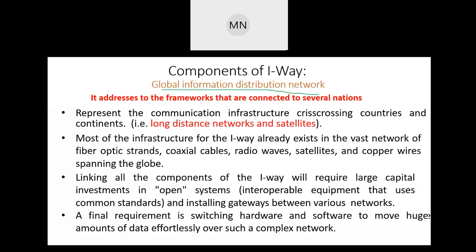Next part of the next component of the information highway is the global information distribution network, which addresses the frameworks that are connected to several nations. So this global information distribution network is not local, it is global. That means we will have the network globally. And this addresses the frameworks that are required. Framework is nothing but the infrastructure that is required to connect to several nations.